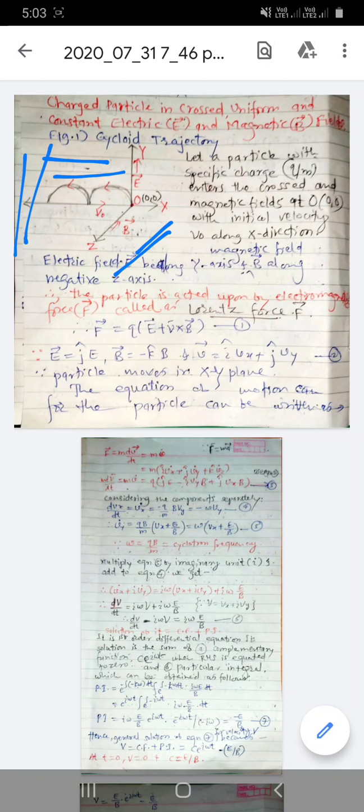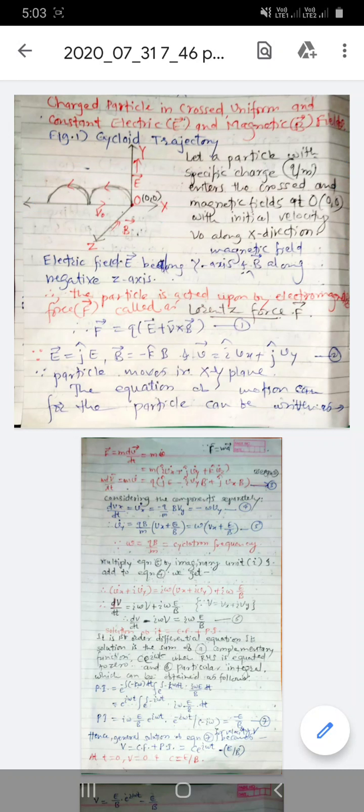The resultant trajectory followed by this particle in this situation is a cycloid trajectory. Now we have to prove this cycloid trajectory in this article. How? We will see one by one. Let a particle with specific charge q by m enter the crossed electric and magnetic fields at origin O, having coordinates 0, 0, with initial velocity v0 along the x direction.